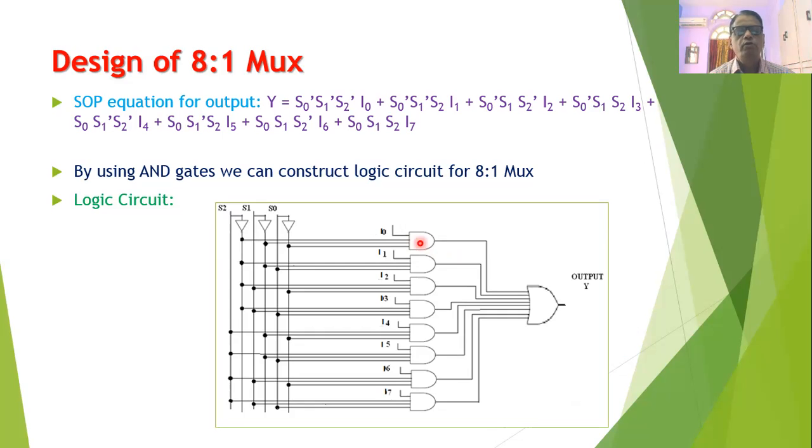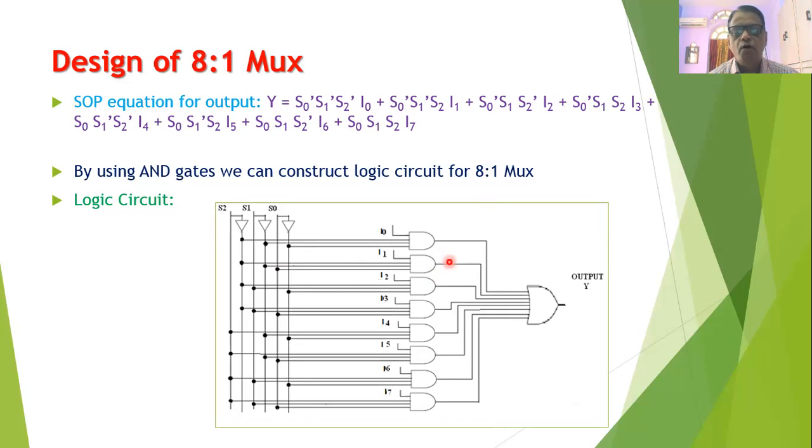The first AND gate will have the input I0, and the rest of the 3 inputs will be S2 bar, S1 bar and S0 bar. Here you can observe that we have the select inputs S2, S1, S0, and their complements are also available. Accordingly, the input I1 is connected to the second AND gate, and the other inputs for this AND gate are S2 bar, S1 bar and S0. In this way, according to the SOP equation, we can construct the logic circuit for the 8 to 1 multiplexer.